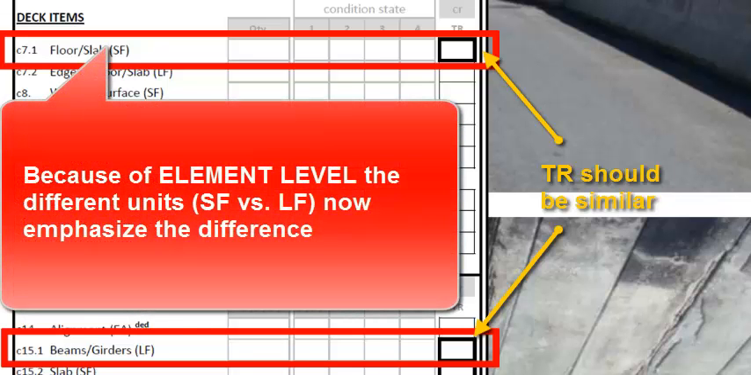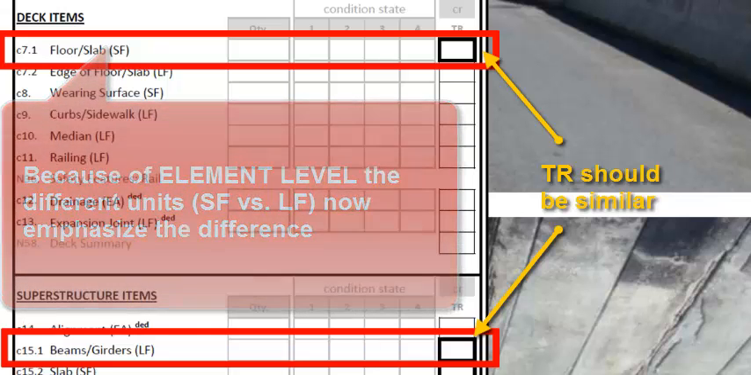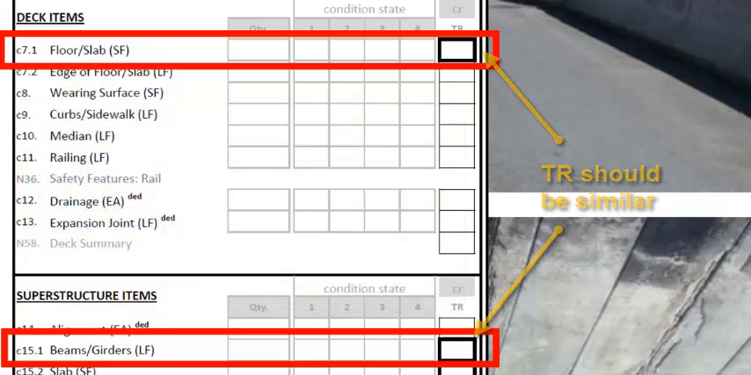When you do condition rating inspections, now that's not the purpose of this video, but when you do condition rating inspections, you'll still leave the floor slab and the beams girders the same rating. So if you give it a 1, you would give the beams girders a 1. If you give the floor slab a 2, you give the beams girders a 2. So we're going to still keep that policy, but there's going to be a little bit of a separation when we have two different units here.